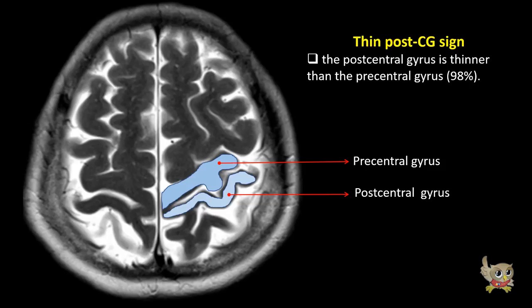Number 2. You can observe that the postcentral gyrus is actually thinner than the precentral gyrus. The precentral gyrus is part of the frontal lobe that functions as the primary motor cortex, whereas the postcentral gyrus is part of the parietal lobe that functions as the primary sensory cortex.